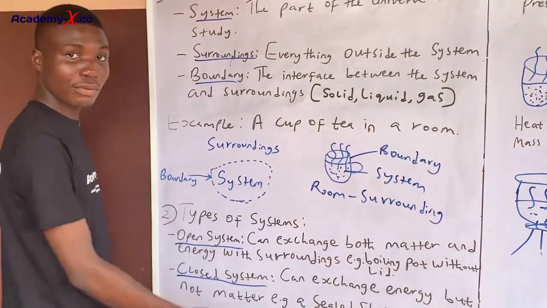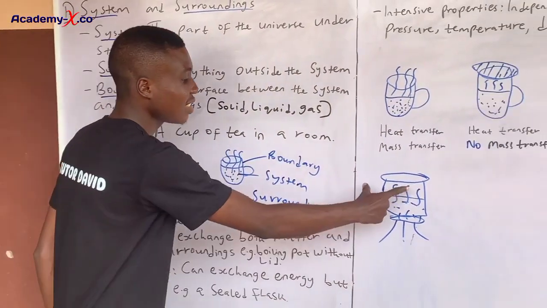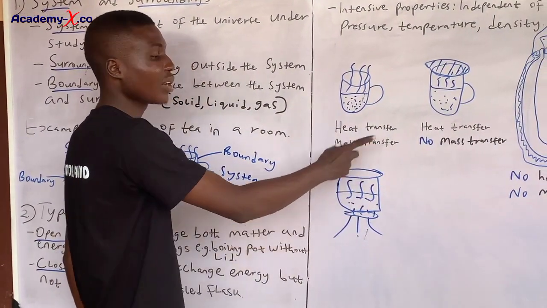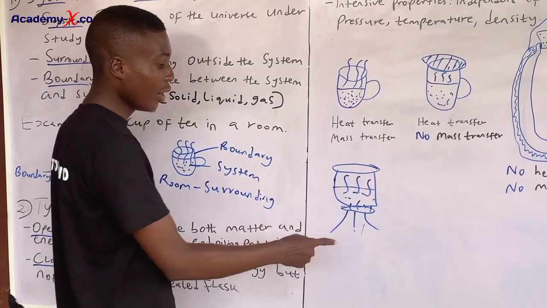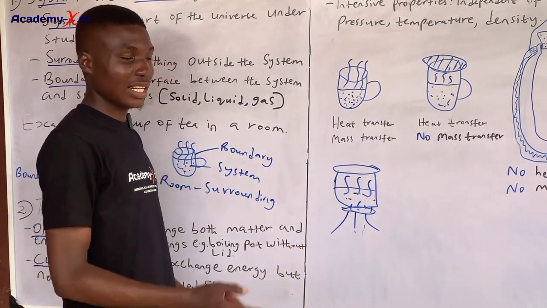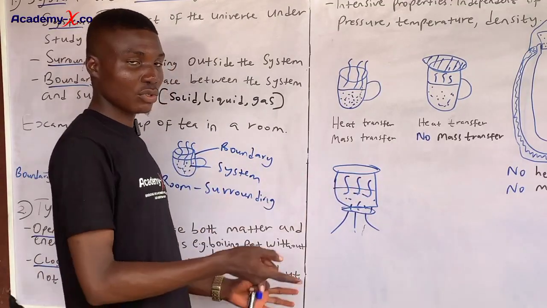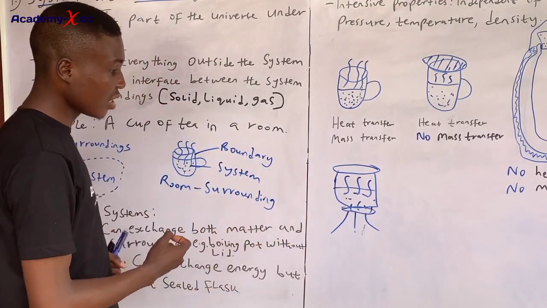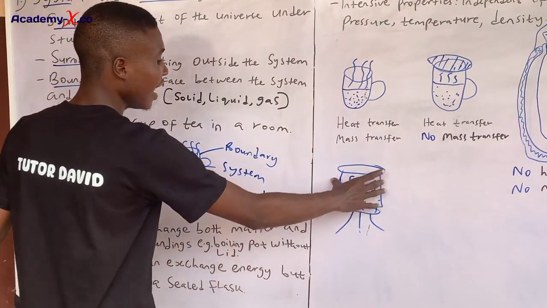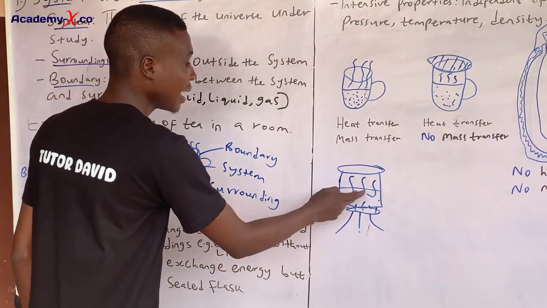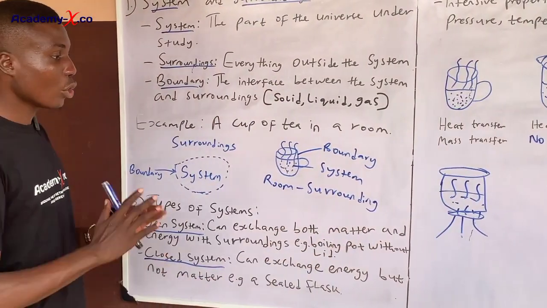An example is a sealed flask. So when you have it sealed, automatically you can no longer have gases go out, but energy is still being transmitted. Energy is still being exchanged from the fire to the pot itself. So, and vice versa, as the case may be. So that is energy being transferred, but matter is not being exchanged with the surrounding.